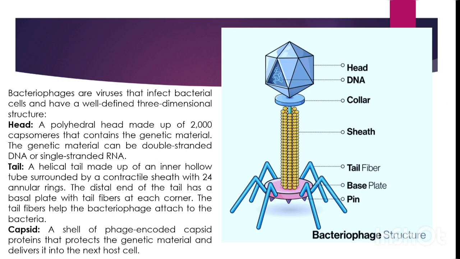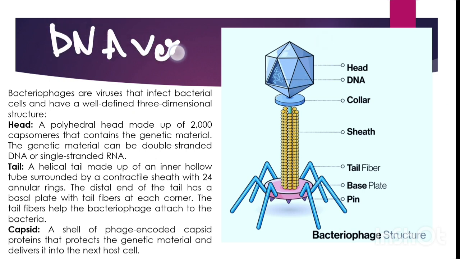Next is the structure of bacteriophage. Bacteriophage is a DNA virus that has a head consisting of 2000 capsomeres, and these capsomeres are protein in nature. Then inside the head, DNA as genetic material is present.